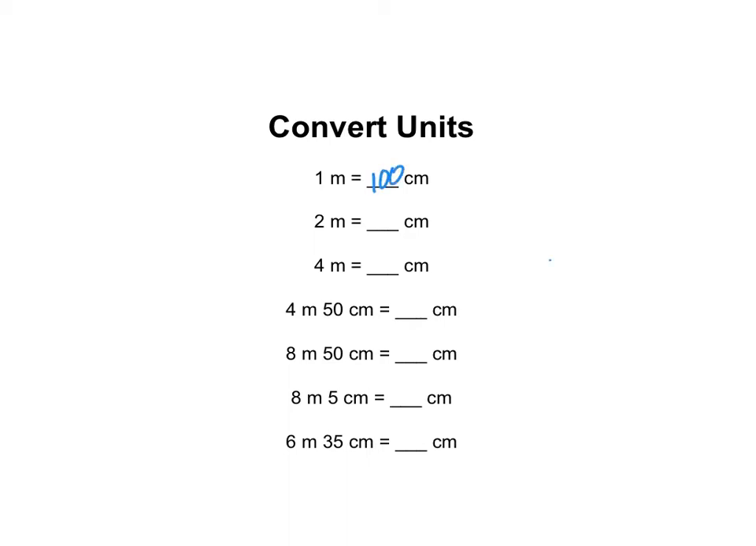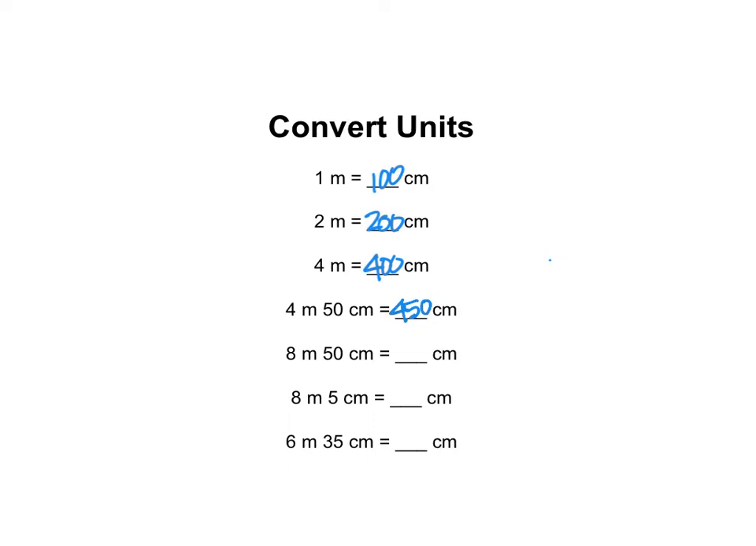2 meters equal 200 centimeters. 4 meters equal 400 centimeters. 4 meters 50 centimeters equals 450 centimeters. Remembering that 4 meters would be 4 times 100, which would give us the 400 plus the 50.